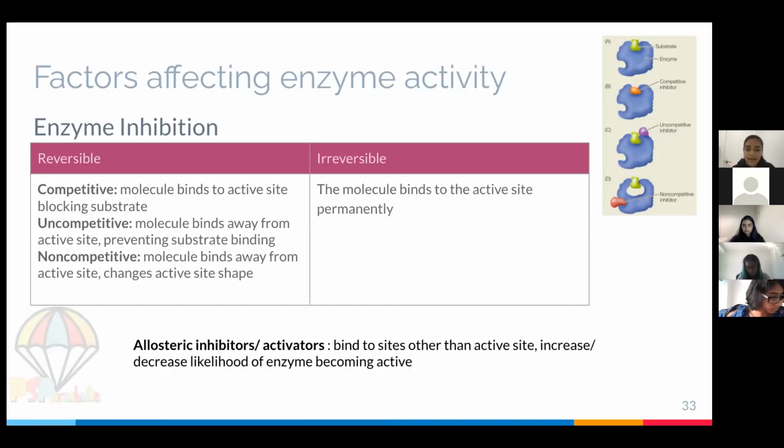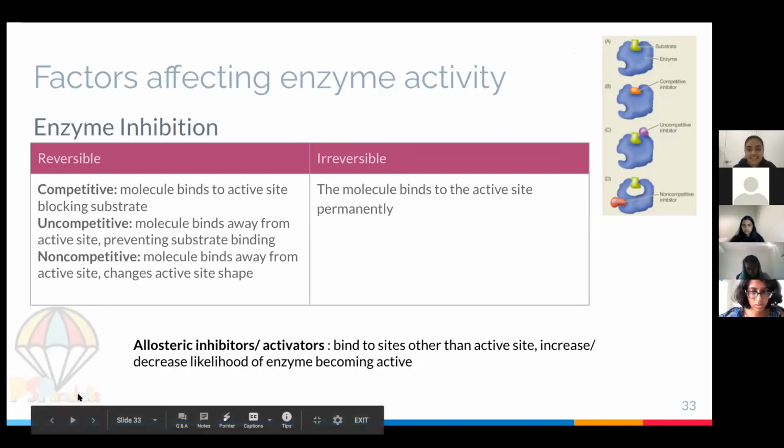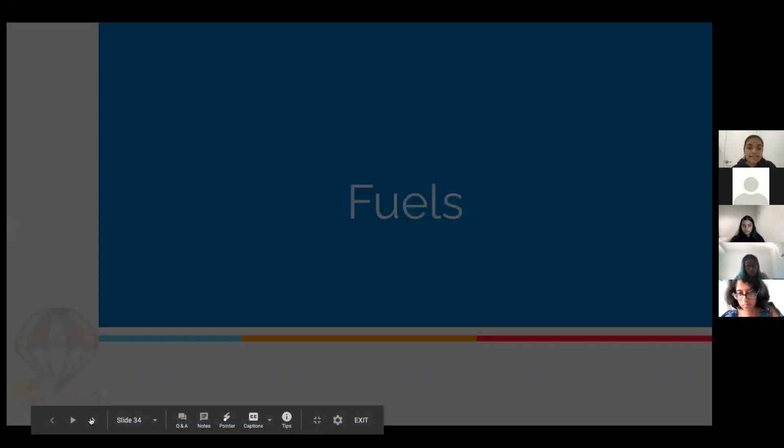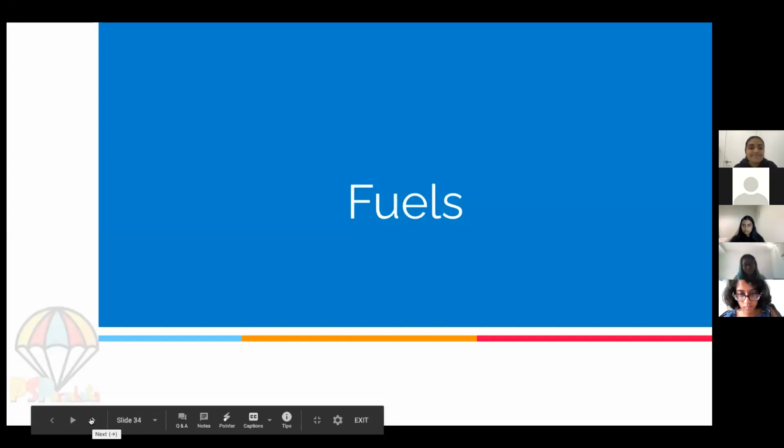the substrate can't bind. You also have allosteric inhibitors, which bind to sites other than the active site, and they increase or decrease the likelihood of the enzyme becoming active. Next slide, please. Yep, that's it.